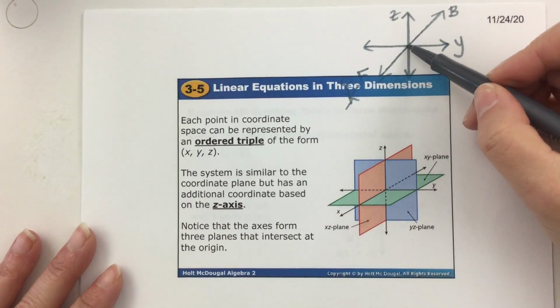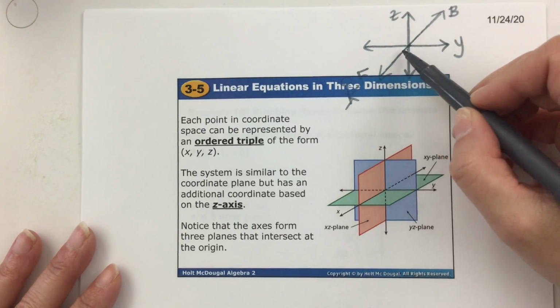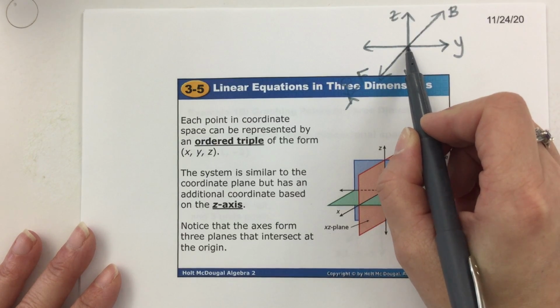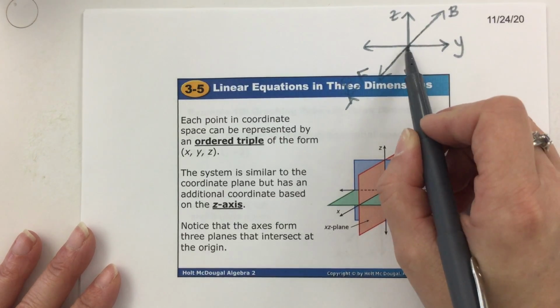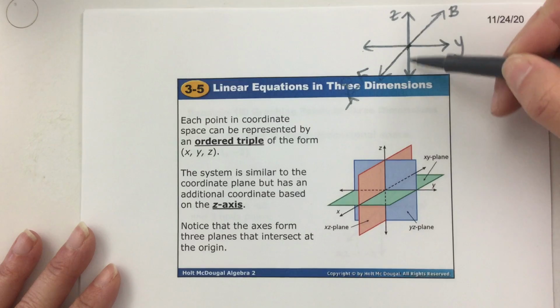So again, X is forwards and backwards. If it's positive, you go forwards. If it's negative, you go backwards. Y is now side to side. If it's positive, you go right. If it's negative, you go left. Z is up or down. If it's positive, you go up. If it's negative, you go down.